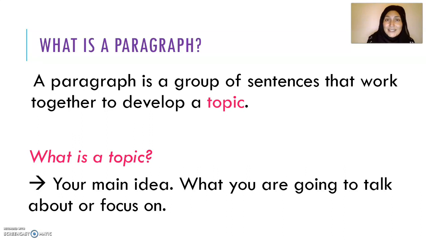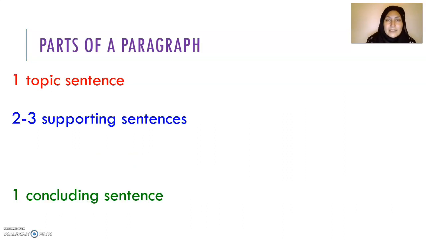First thing we're going to answer is, what is a paragraph? A paragraph is a group of sentences that work together to develop a topic. Now, what's a topic? You know this. It's your main idea. It's what you are going to talk about or focus on. So, if you think back to our computer lessons, the topic of this slide of the presentation is paragraphs, or teaching what a paragraph is. So that's your topic.